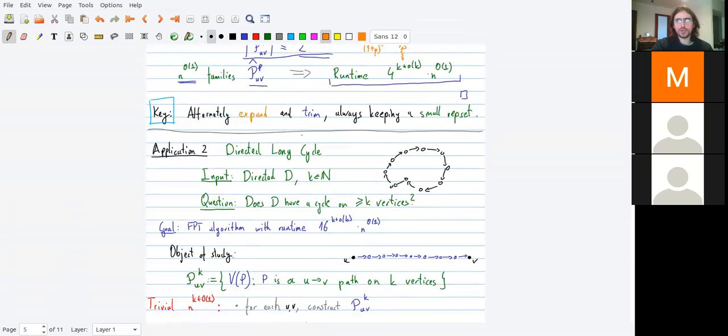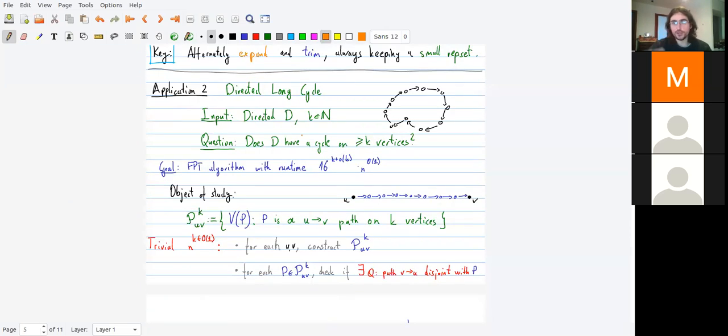Good. So let me now give you another application of the same principle: an application to the problem called directed long cycle. This is a problem of similar spirit. Again, we have a directed graph D, and we've got some parameter k, which is the length of the cycle I would like to find. And the question is whether the graph has a cycle on at least k vertices. I do not want a cycle on exactly k vertices. I would like to ask whether there is a cycle on at least k vertices.